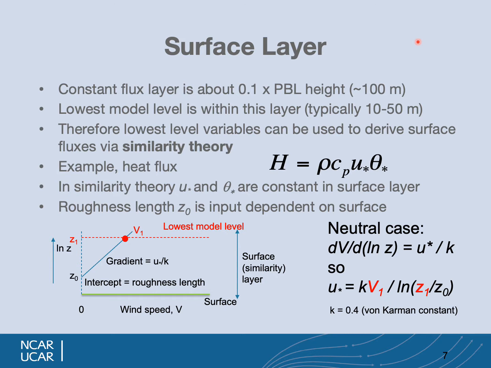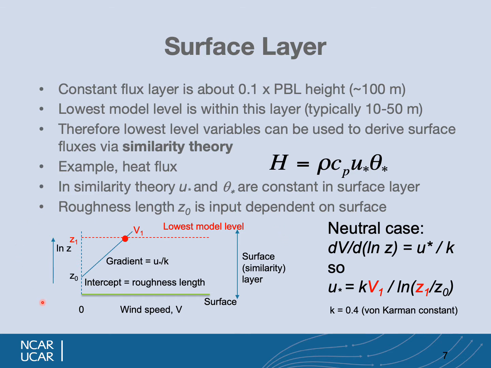The similarity theory is basically an assumption about the profile through the surface layer. An example is the heat flux, which is given by rho Cp u-star theta-star. In similarity theory, u-star and theta-star are constant in the surface layer. And there's a roughness length as well, which I'll come to later.